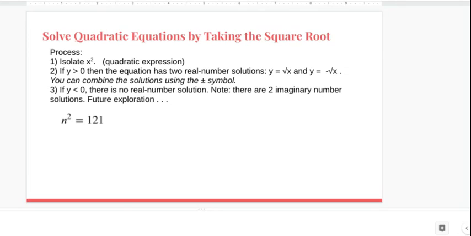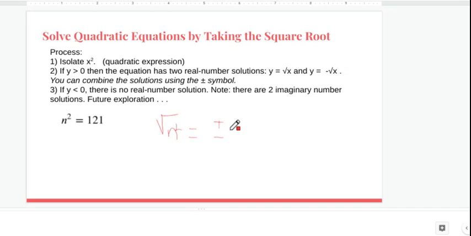The first step is to isolate the squared term. In this first example, we have n squared equals 121. You can see that on the left-hand side, the quadratic term n squared is isolated. So now we're going to take the square root of both sides. The square root of n squared cancels, they undo each other. On the other side, when you take the square root, you are going to have a principal and a negative square root.